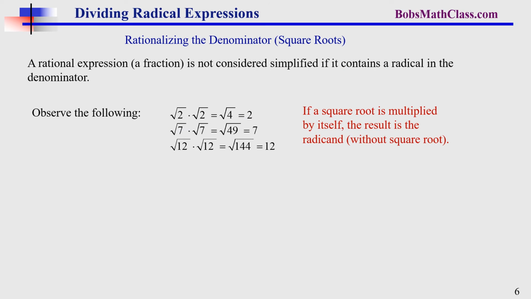Alright, so this will be a new topic. It's called rationalizing the denominator. We have a rule that says that a rational expression, in other words a fraction, is not considered simplified if it contains a radical in the denominator. So we cannot leave a square root in the denominator. It's okay in the numerator, but not the denominator.